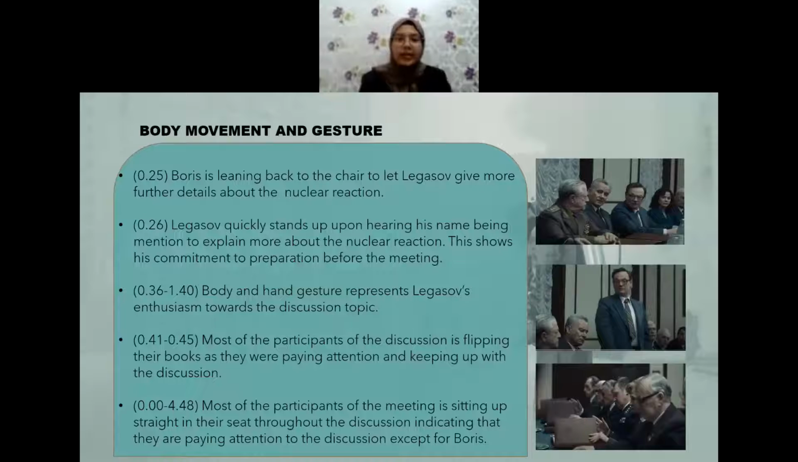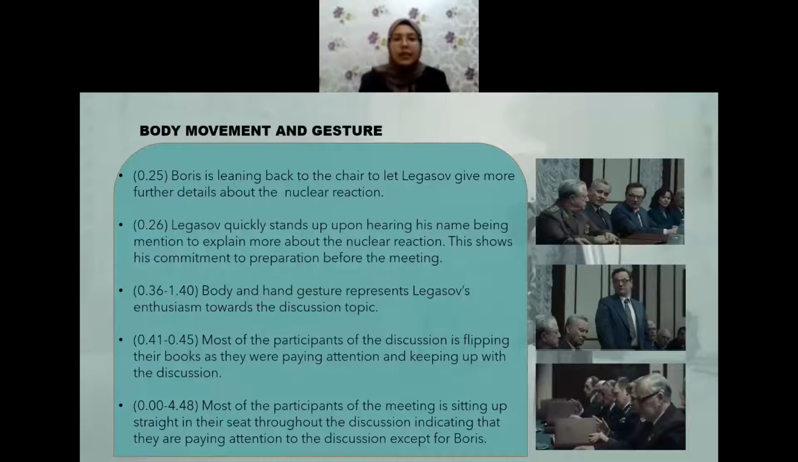And then next, in the minute of 0.26, we can see that Legasov quickly stands up upon hearing his name being mentioned to explain more about the nuclear reactions. This shows Legasov's commitment to preparation before the meeting. He's prepared to discuss or explain the issue that happens in the discussion topics.